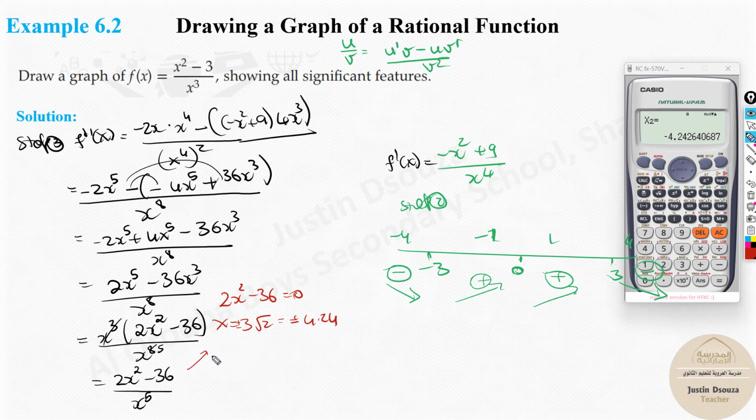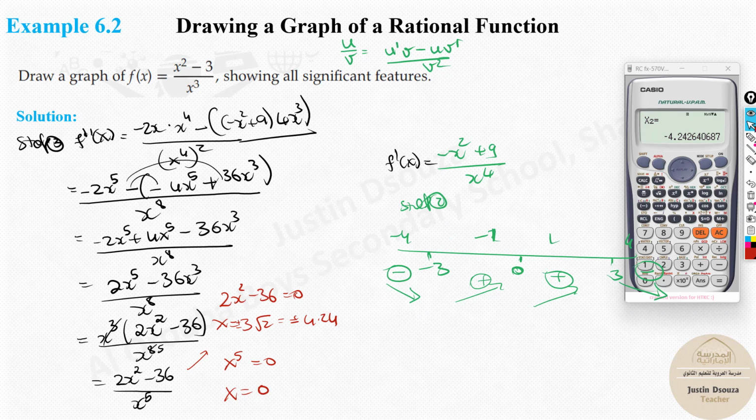Now what about the denominator? Just make it equal to 0. X to the power 5 equals 0. When we take the fifth root, it will be just 0 on the right side. So it will be x is equal to 0 itself. Whenever it's a single term, any power of it equal to 0 gives 0 itself.